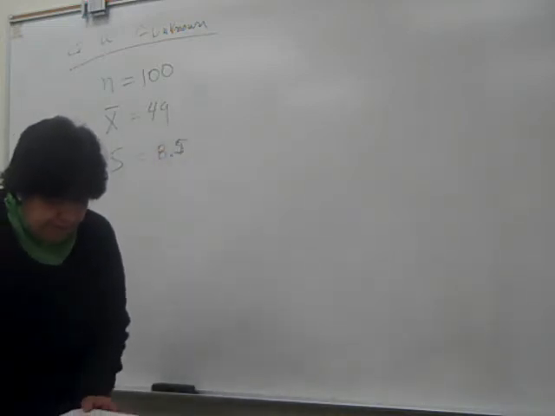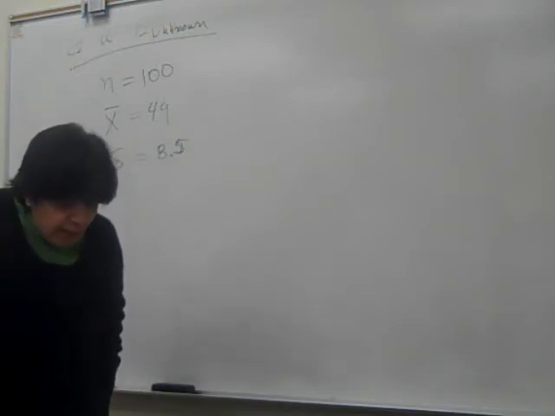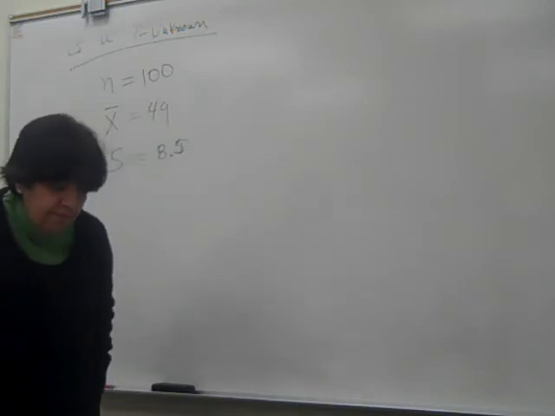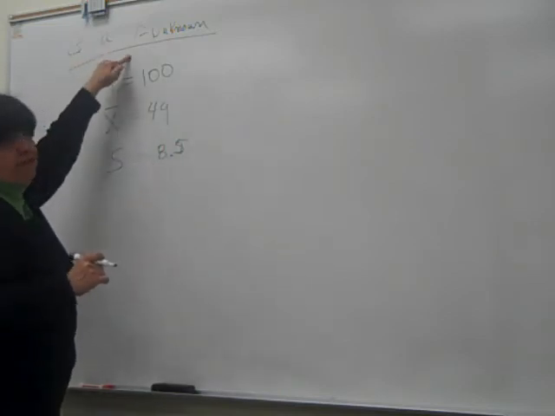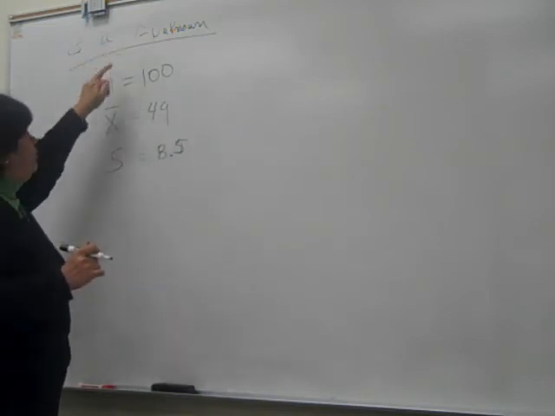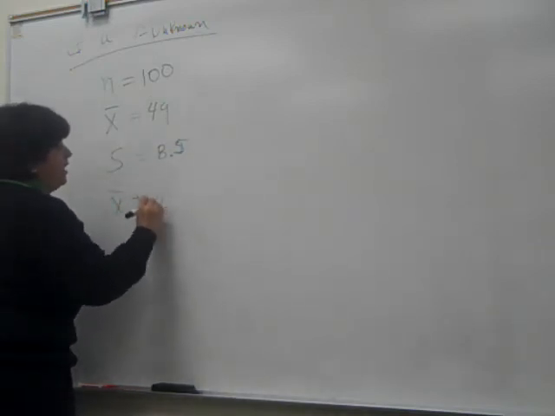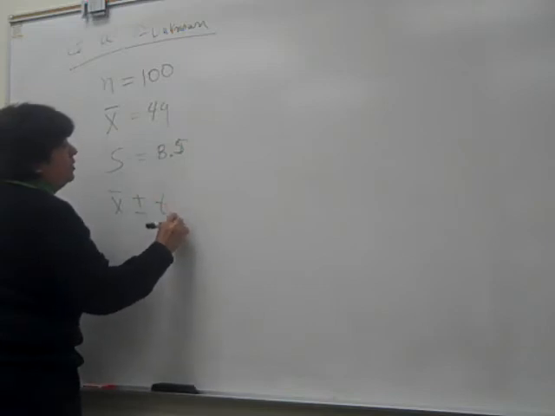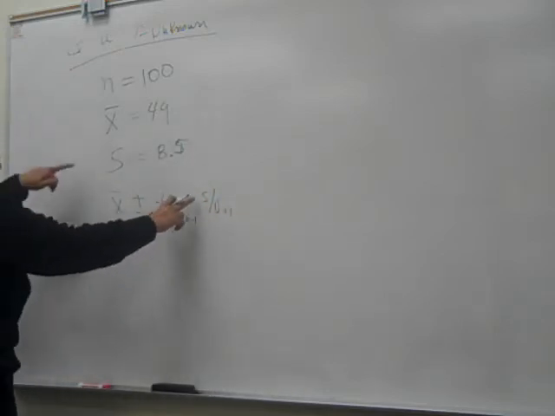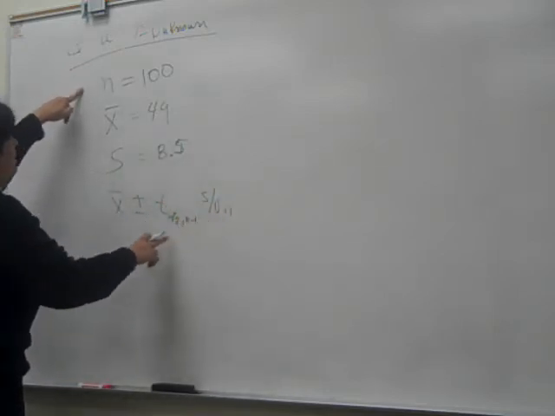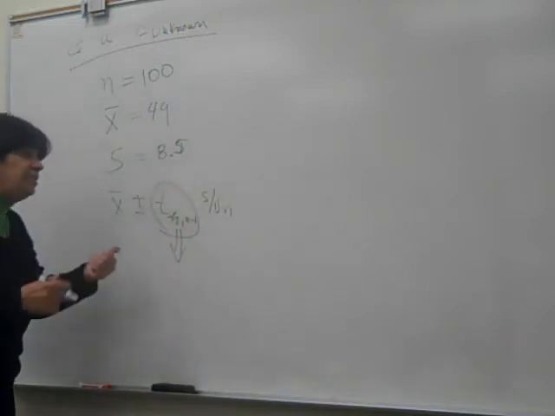Now, A: what is the margin of error at 95%? And B: what is the confidence interval? Since we do not have the standard deviation of the population, we are going to use the formula x bar plus or minus t of alpha divided by 2, n minus 1, times s over the square root of n. We have s, we have n, we have x bar, but we don't have the t. What is this t?